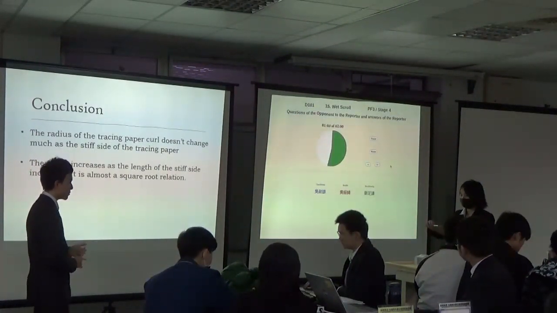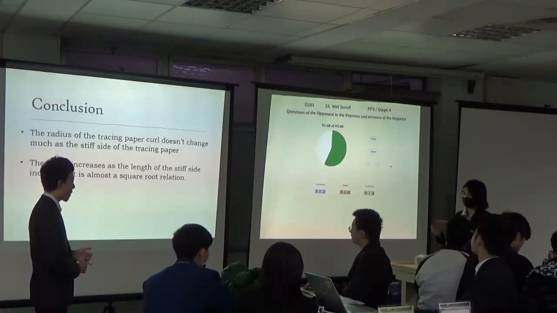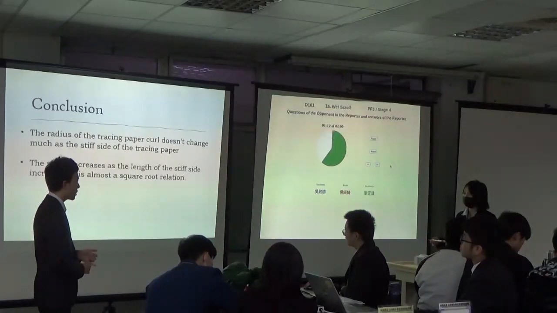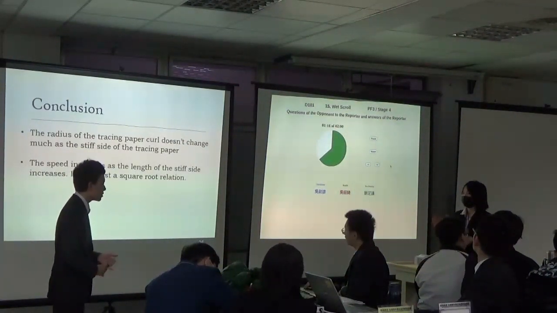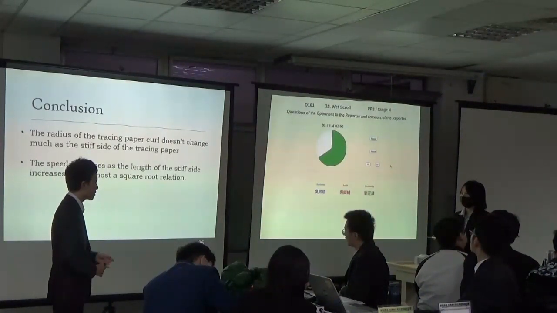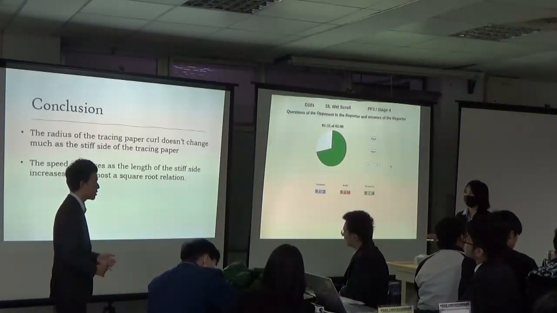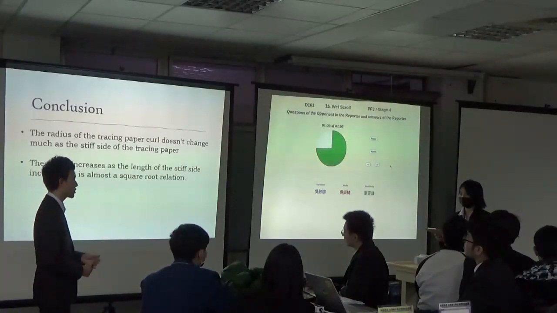Okay, and next, when the tracing paper starts curling, do you think the tracing paper will move or rotate on the surface of the water? Can you say that again? If your tracing paper starts curling, do you think it will rotate on the water surface or move on the water surface? Because I used a tweezer to control one side, so I didn't see any rotation or movement.